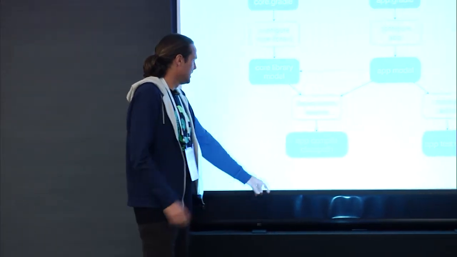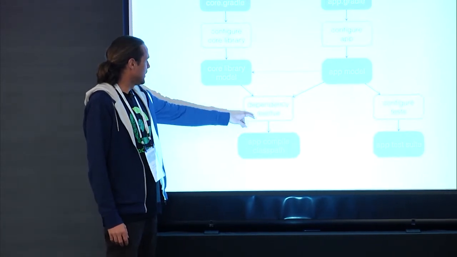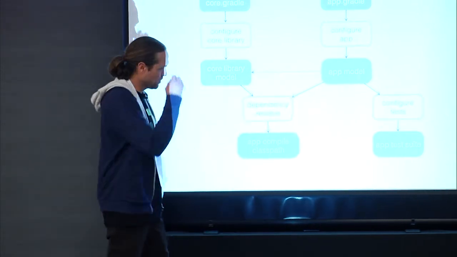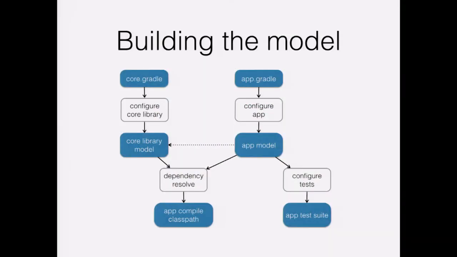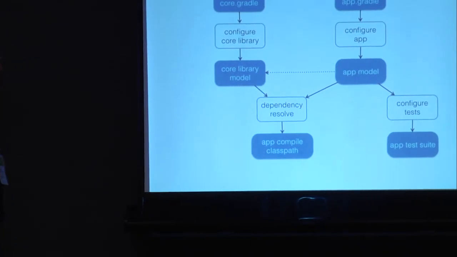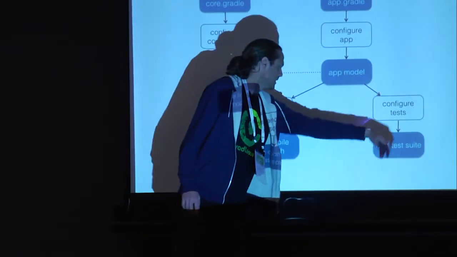So now if I go, Gradle, please build this thing, it goes, okay, I need the compile class path for this. So I need to invoke this logic. That means I need the application model. To get the application model, I need to run the app.gradle build script. It does some resolving. I need the core library model. Okay, in order to build that, I need to run core.gradle. But it doesn't need to do this stuff, because I haven't asked it to do any tests, so I can just skip that.